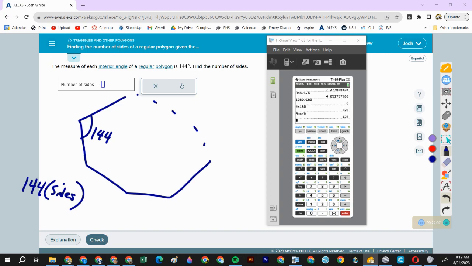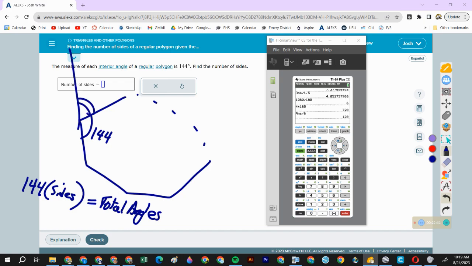So 144 divided by the number of sides gives me the total angles. And then what do you do with the total angles? You would divide it by 180, and that would tell you the number of triangles. And then you would take the number of triangles and add 2, and that would tell you the number of sides. And you can actually do that using algebra. It's just kind of complicated. The easier way to do it, Damon.